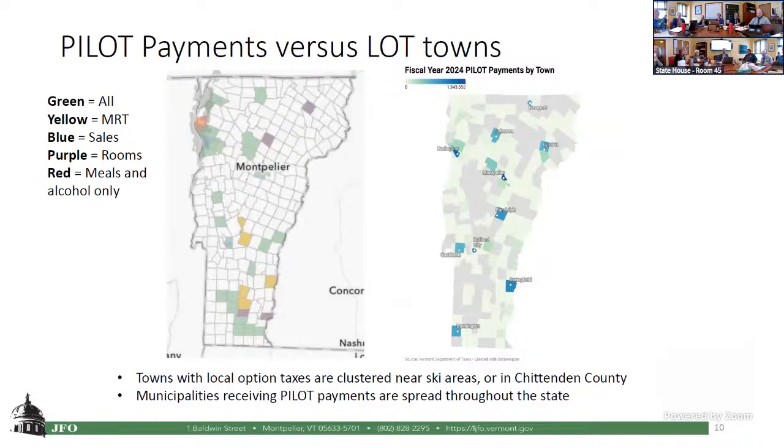I did want to make the point, one of the features of the pilot system is there's not a direct overlap between the source of revenue, which is local option tax towns, and who's receiving pilot payments.